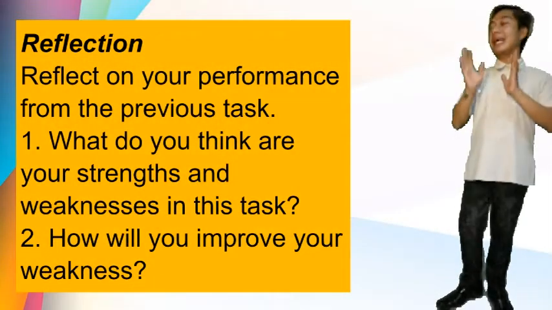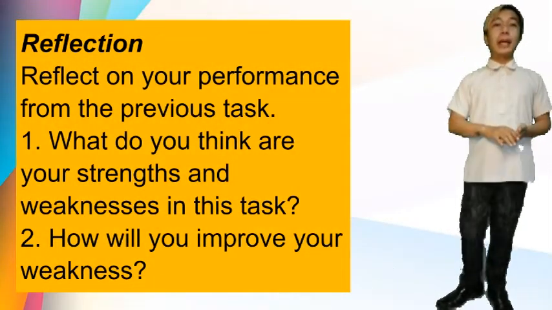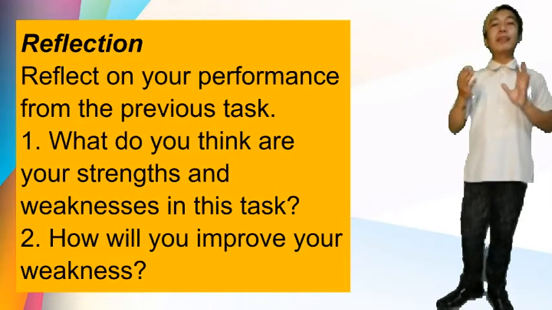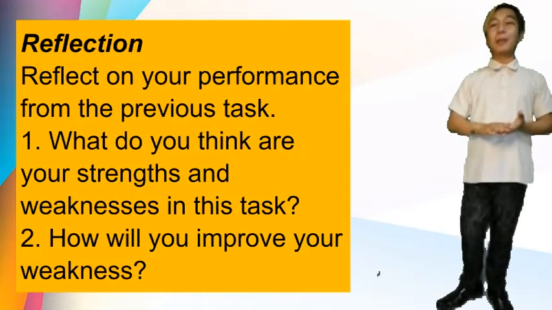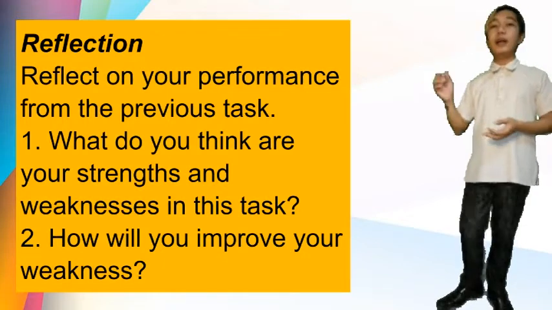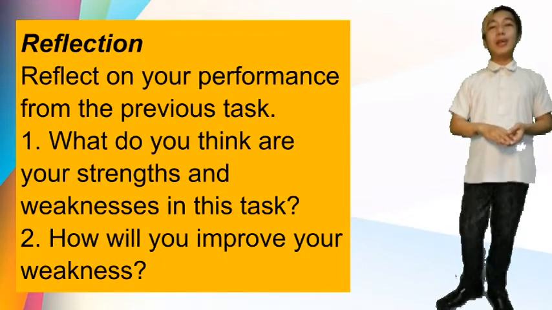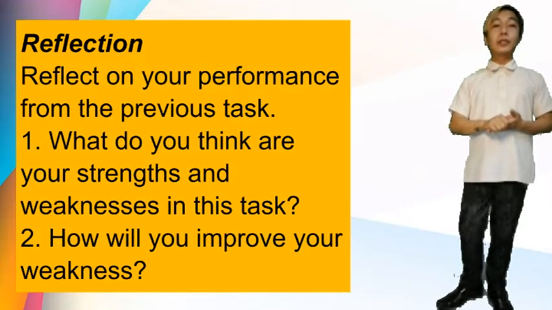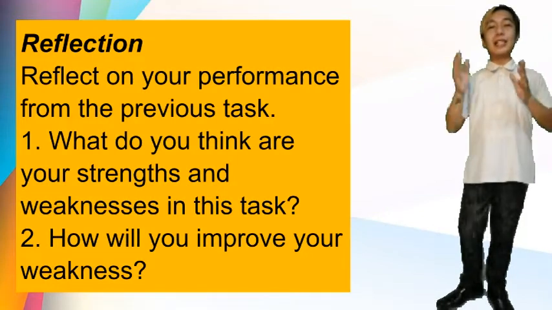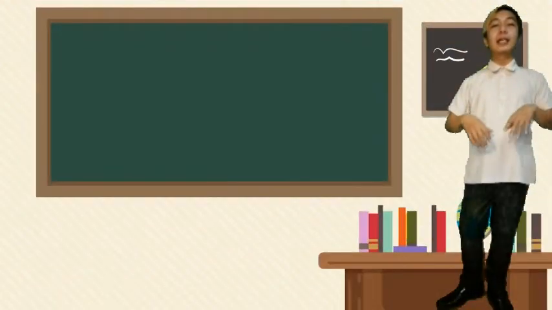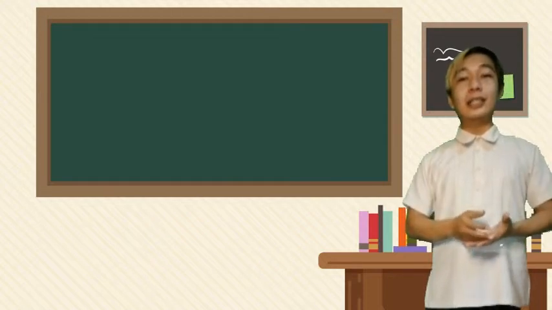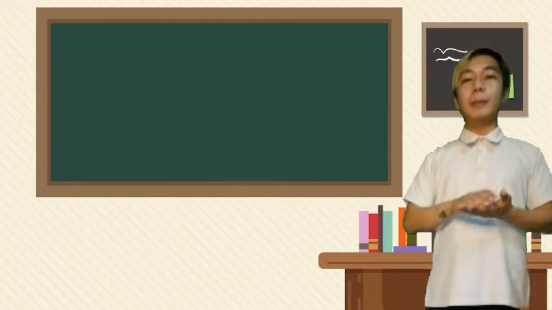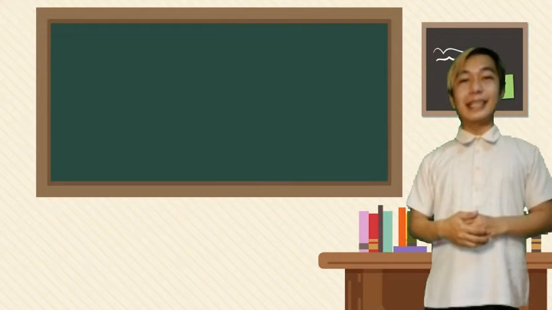After doing your preferred performance, please answer the reflection by answering the following questions. Reflect on your performance from the previous task. Number one, what do you think are your strengths and weaknesses in this task? Number two, how will you improve your weakness? You can answer that at the back of your learning activity sheets. You can use additional sheets or bond paper if needed.